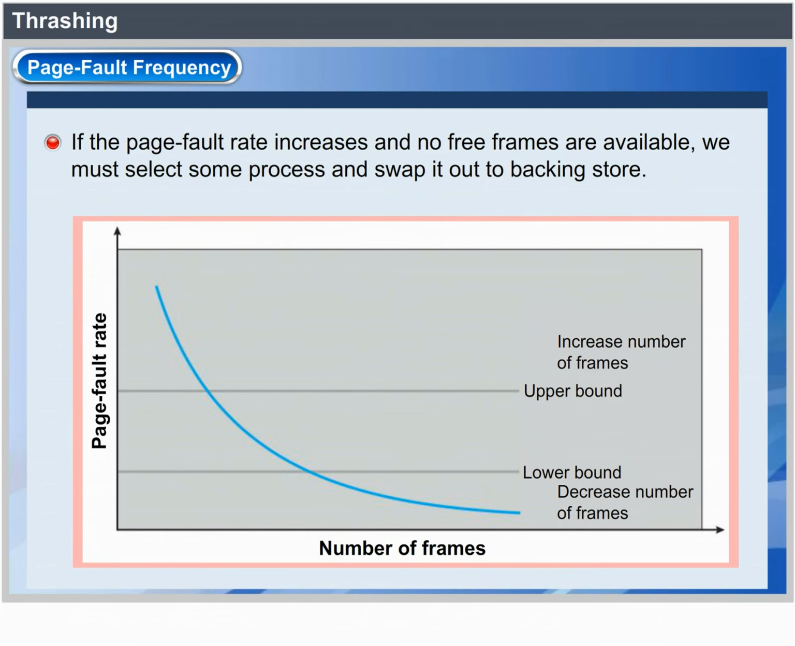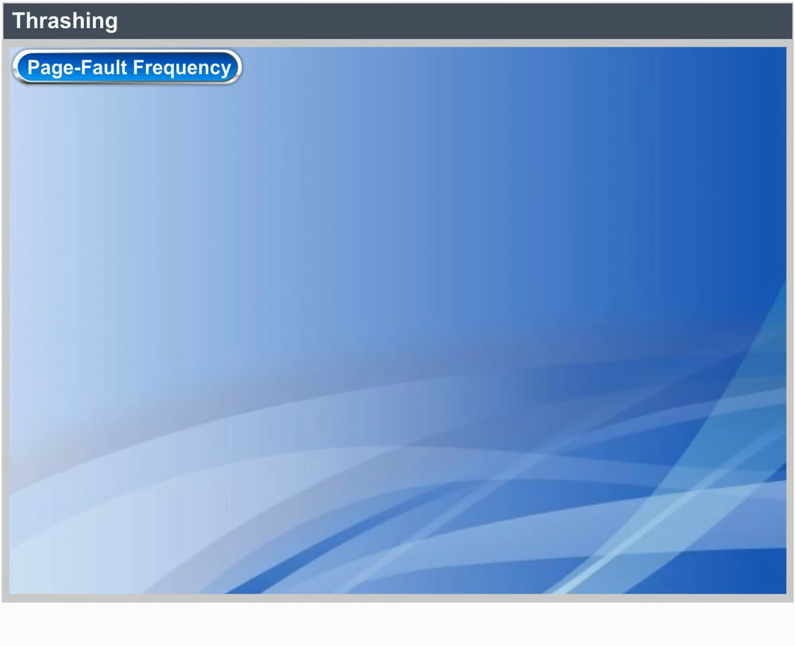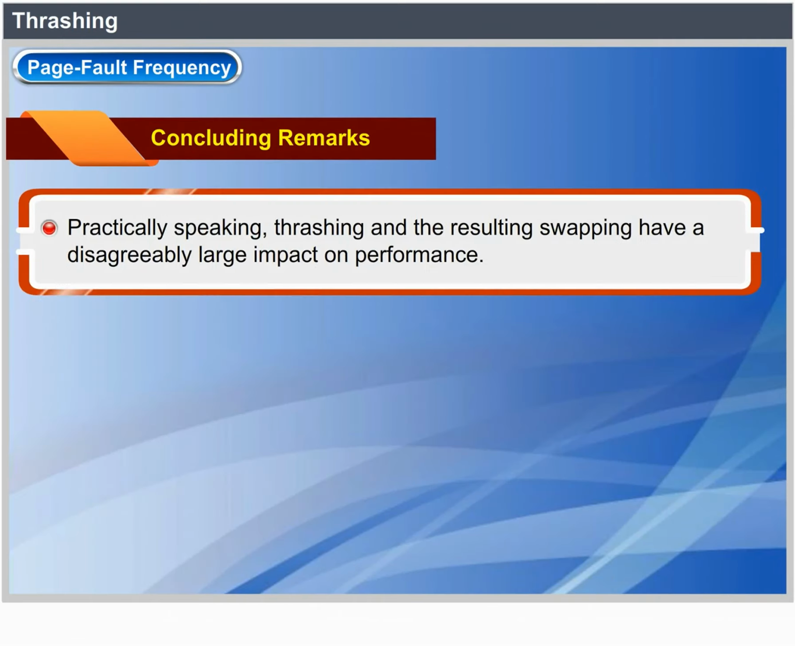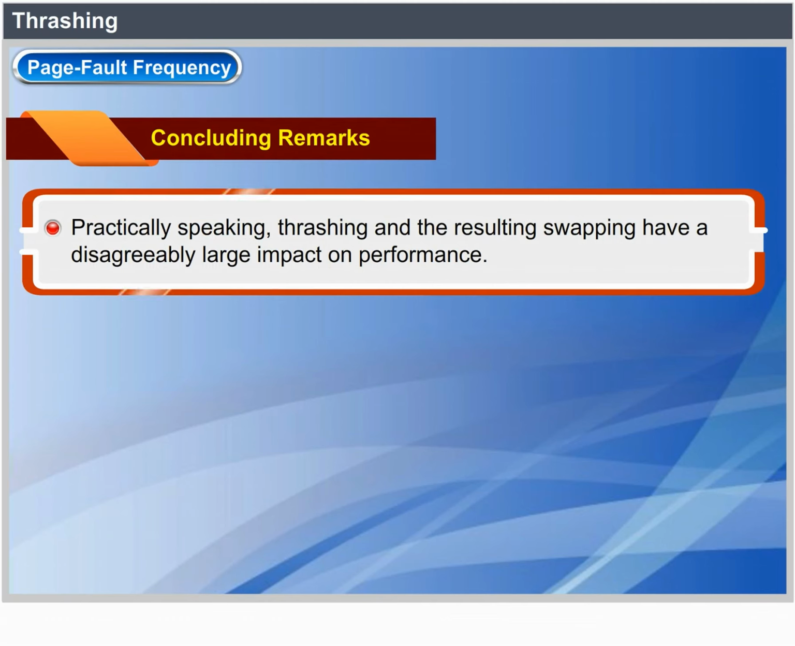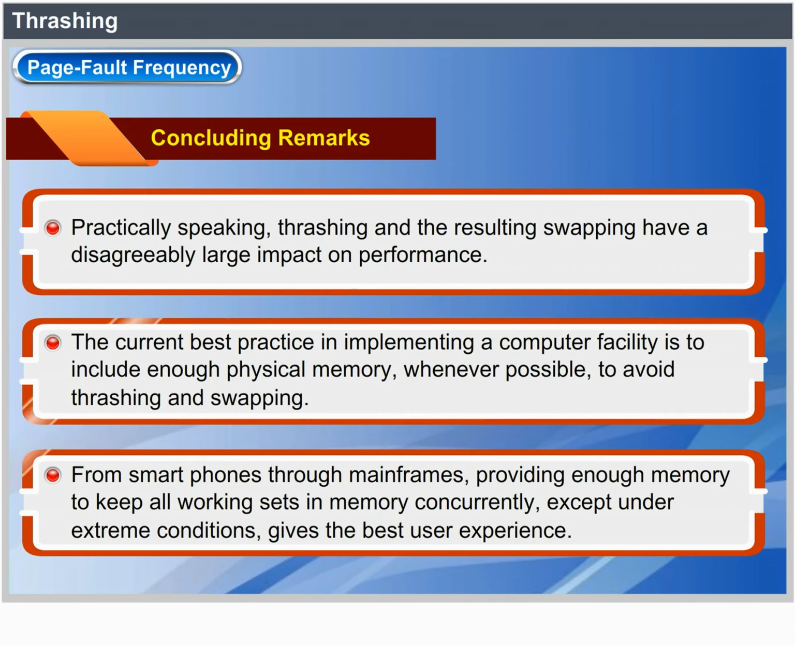Concluding remarks. Practically speaking, thrashing and the resulting swapping have a disagreeably large impact on performance. The current best practice is implementing a computer facility to include enough physical memory whenever possible to avoid thrashing and swapping. From smartphones through mainframes, providing enough memory to keep all working sets in memory concurrently, except under extreme conditions, gives the best user experience.